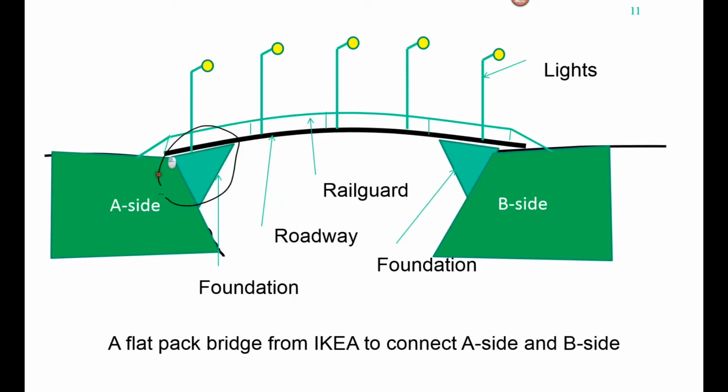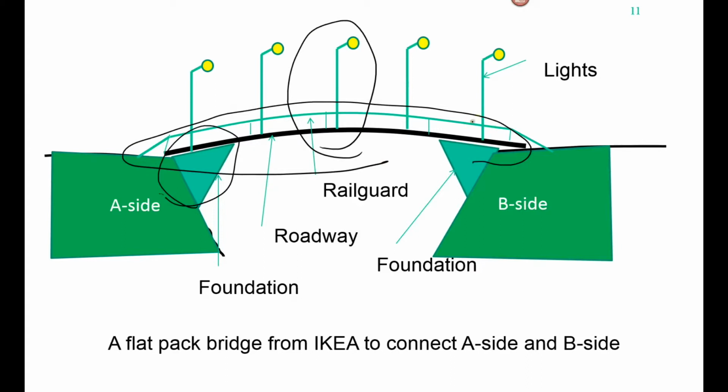This is the deliverables actually: the foundations, the lights, the roadway, the rail guards, which we see here, and we have decided to go for a flat pack bridge from IKEA to connect the A side and the B side. And then it's time to set up a WBS, a work breakdown structure, that we can see here, starting with the top level, which is the top level activity, building a bridge.